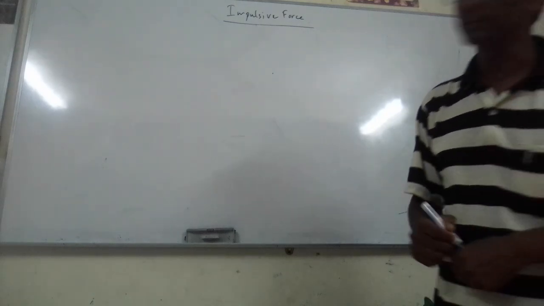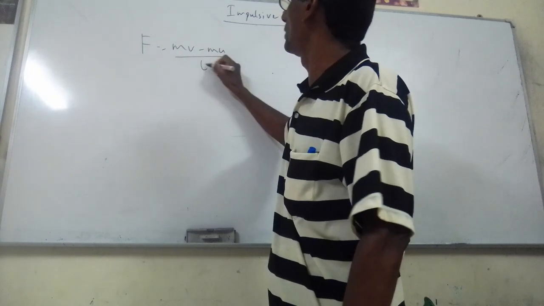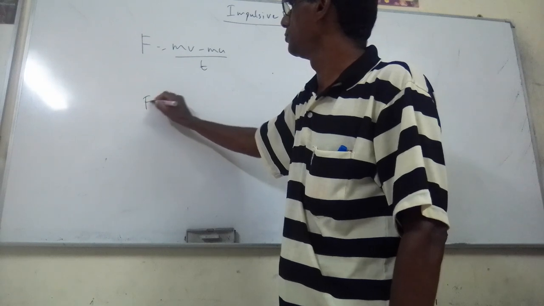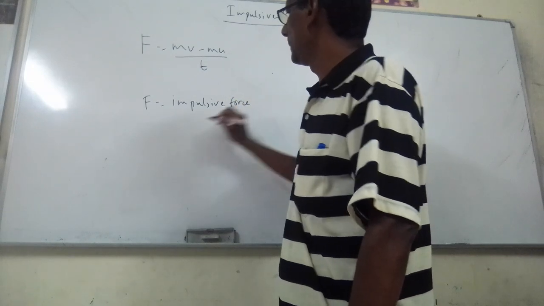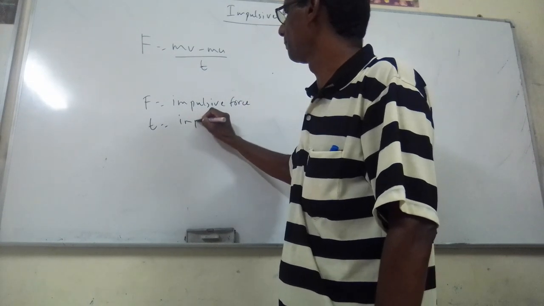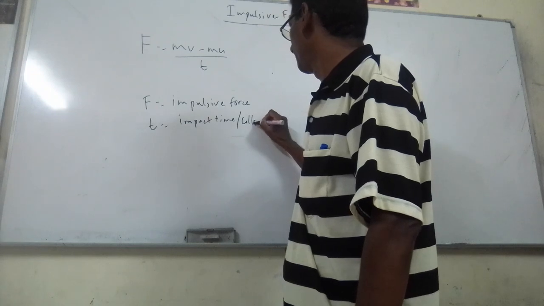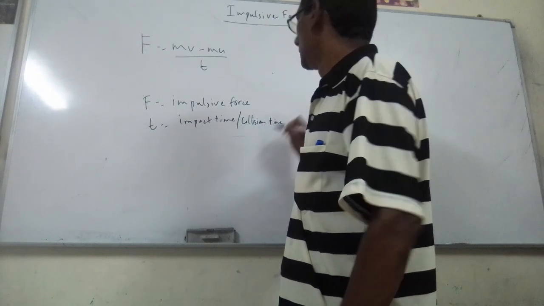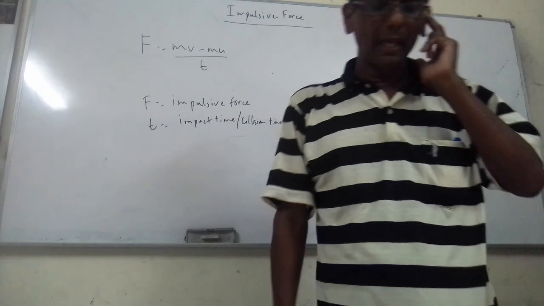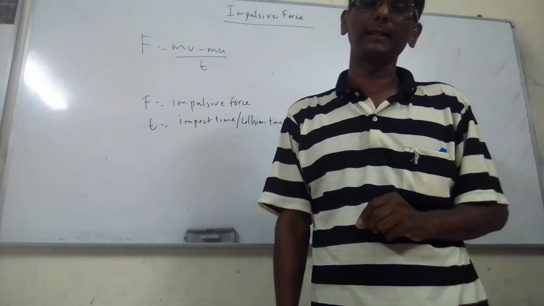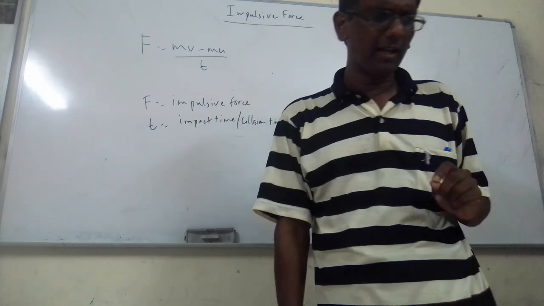The impulsive force F equals (mv minus mu) over t, where F is the impulsive force and t is the impact time or collision time. F is the impulsive force, and t is the collision time or impact time. Another very, very important thing.